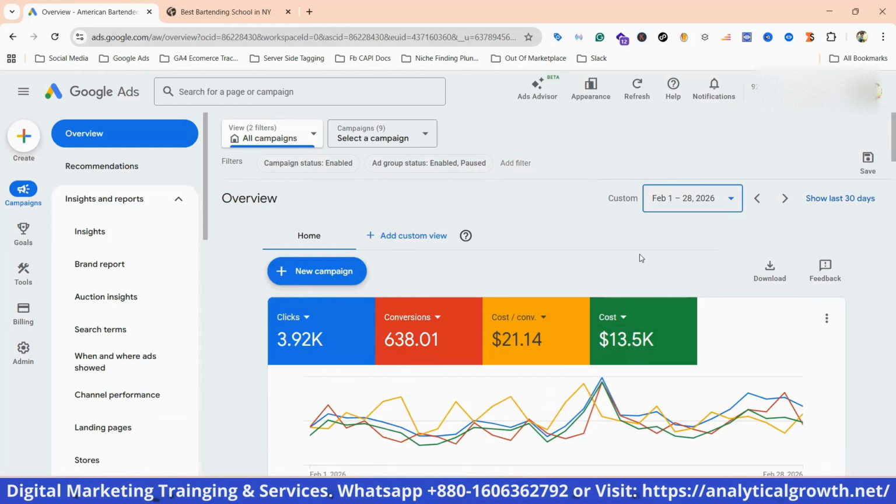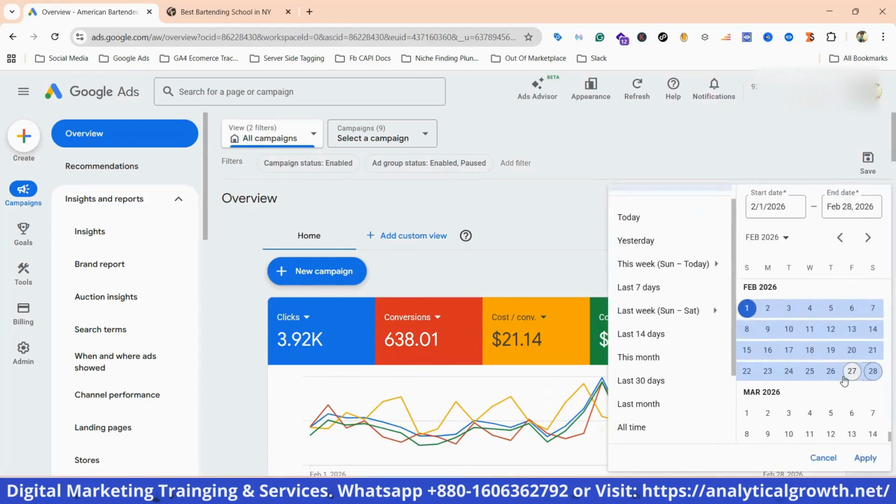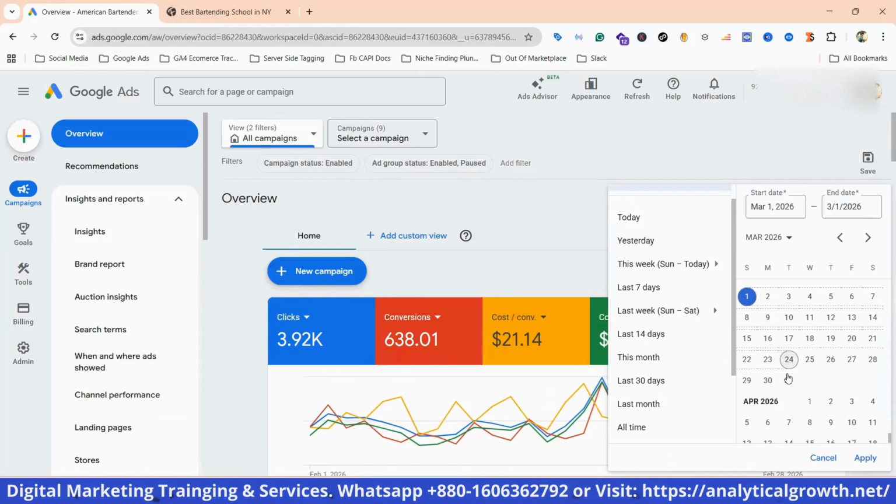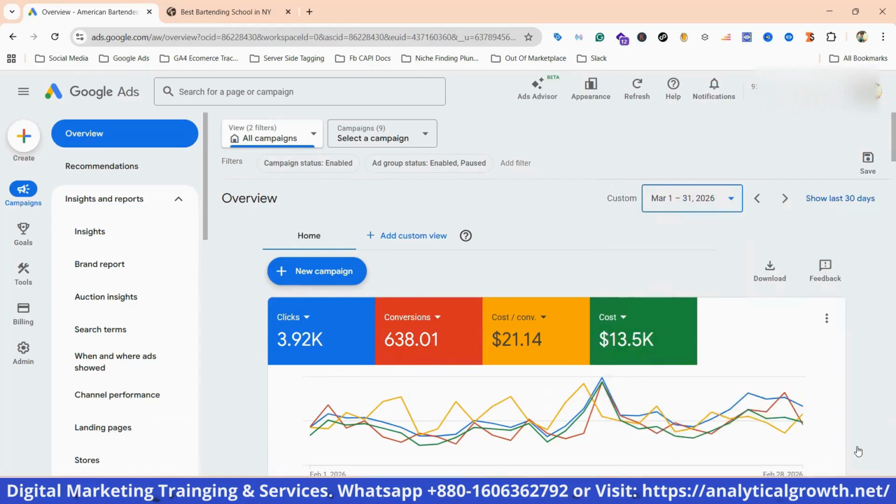So on month three, we have almost achieved lowering the cost per conversion from $27.66 to $21.14. So we have decreased the cost per lead by almost $7. And let's enter into month 4, which was actually March.